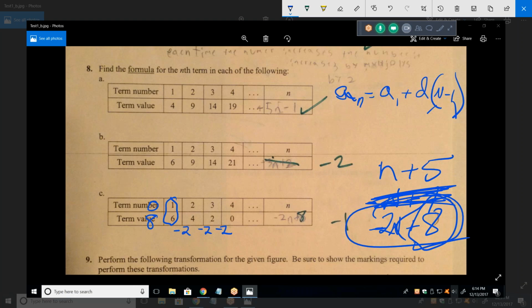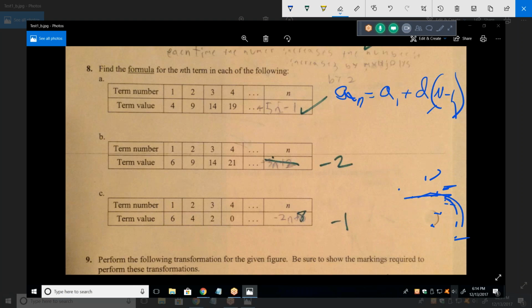But let me show you how to use this formula also to solve this one, because this will do it 100% of the time correctly, and you don't have to do trial and error or anything. So they want the nth term. So I'm going to do a sub n. What's the first term? First term would be 6. Plus, what's the common difference? Minus 2. Goes down by 2 every time.